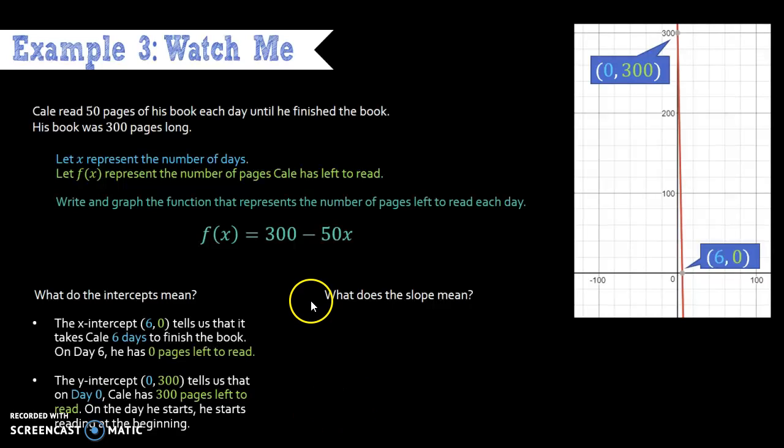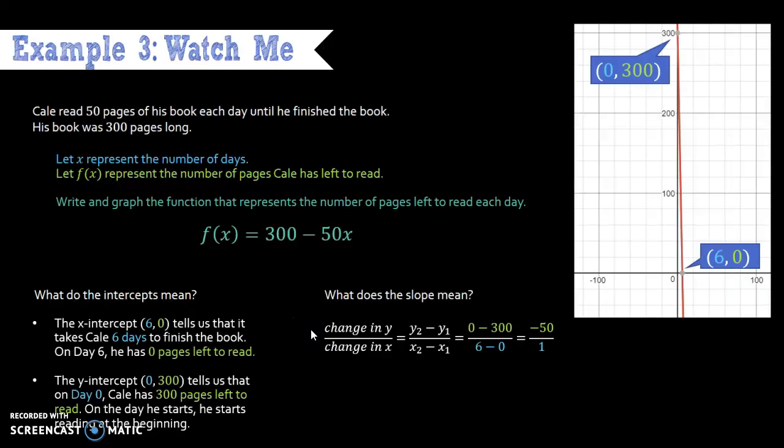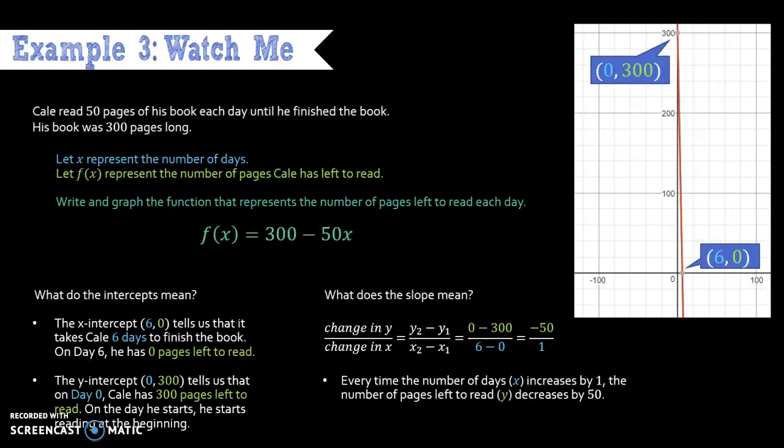My slope can be calculated by plugging into my slope formula, and I get that the slope is negative 50 over 1. Remember what your variables stand for too. That's helpful when you're doing this. So the change in y, we said that y, or f(x), is going to be the number of pages left to read, and x down here is my input variable. That's the number of days. So I know that there are 50 pages fewer to read every time the days go by. So every time the number of days increases by 1, the number of pages left to read decreases by 50. Each day he has 50 fewer pages left to read.